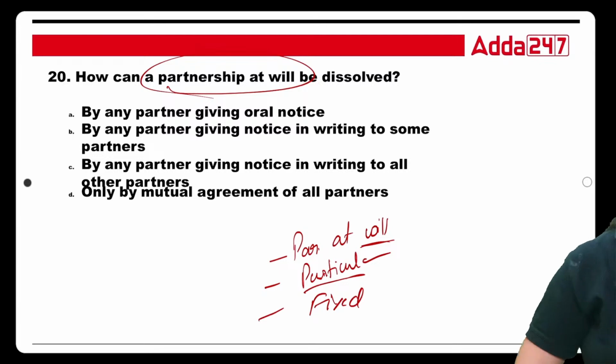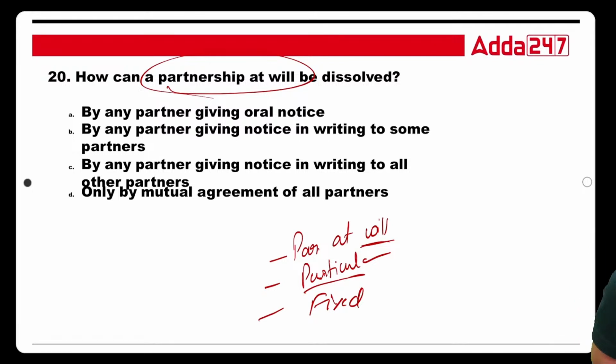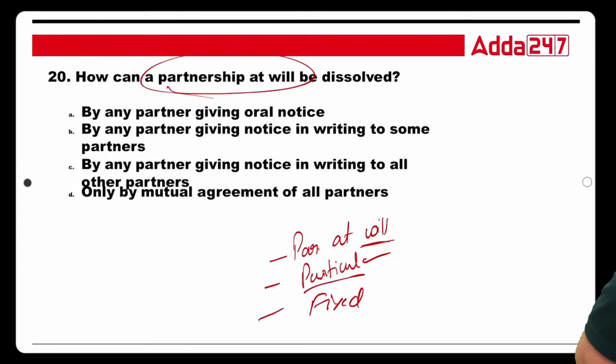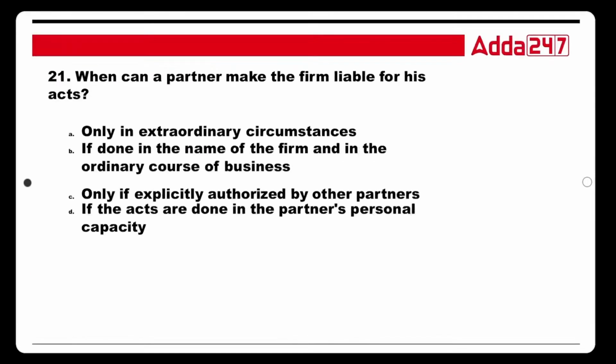By any partner giving oral notice, by any partner giving notice in writing to some partner, by any partner giving notice in writing to all other partners, or by mutual agreement. So class, here the right answer will be C. Okay, we have to contact all the partners.